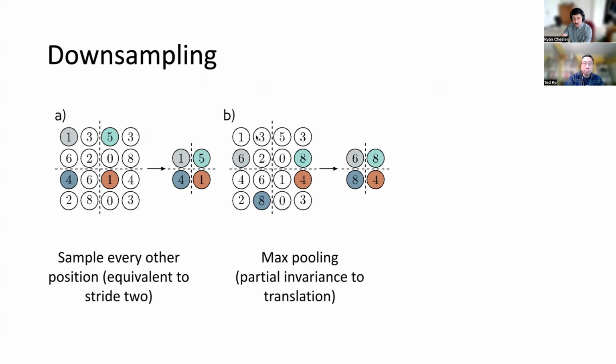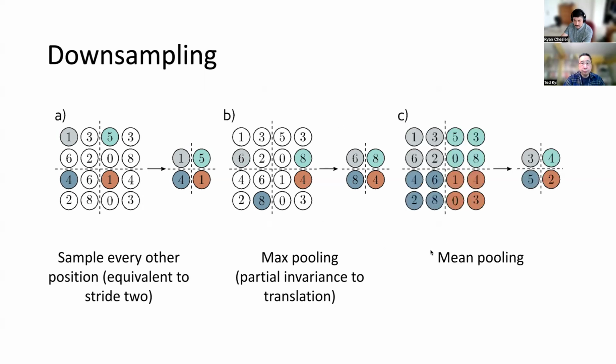So saying I'm going to split this into 2 by 2 grids and then I'm going to take the maximum out of them. So we can see that the max of this one was 6, the max of that one was 8, the max of that one is 4, and the max of that one is 8. And this gets reduced down to this. So this is a very common one. Lots of models use max pooling.